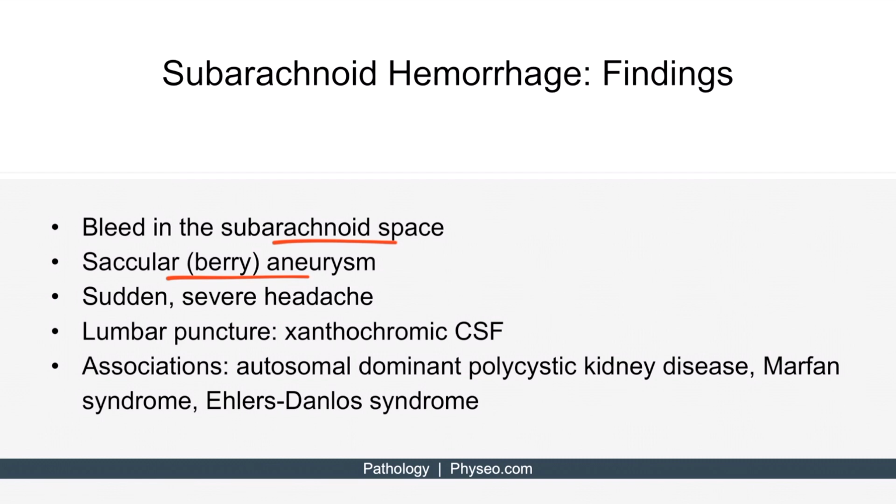A lumbar puncture shows xanthochromic CSF, and this is because the brain is bleeding and the red blood cells get broken down, leading to the breakdown of bilirubin, which causes yellow discoloration. And the yellow discoloration is termed xanthochromia. Importantly, saccular aneurysms and therefore subarachnoid hemorrhages are associated with a couple of genetic conditions, including autosomal dominant polycystic kidney disease, Marfan syndrome, and Ehlers Danlos syndrome.